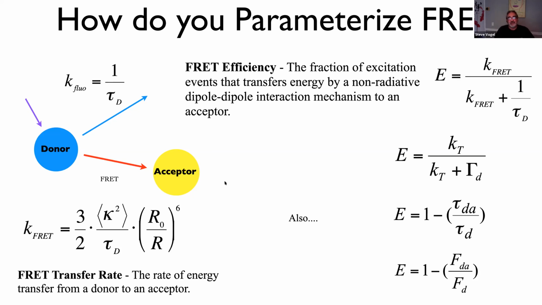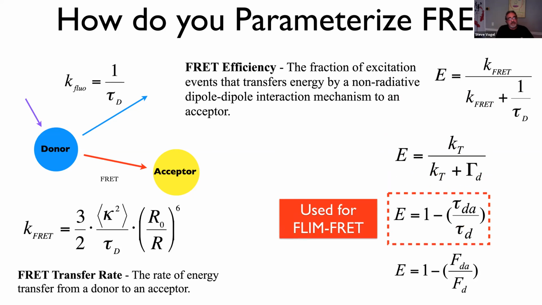And you can see on the right, this symbol E. So E stands for FRET efficiency. And you can see there are many different equations that have been used to estimate FRET efficiency. They're all actually variants of each other. But when you're doing FLIM-FRET, this is the equation you're using. So the FRET efficiency is equal to 1 minus tau of the donor in the presence of acceptor over tau of the donor alone.